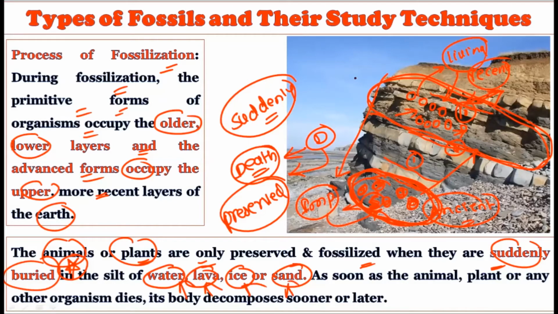either in the water, in the lava, in the ice, or in the sand. Now how can this happen? As you know, there are earthquakes, right? During the earthquakes, there is a sudden breakage in the upper layer of the mother earth, and the majority of the plants or animals living around that area will get buried suddenly. So this can form a fossil.